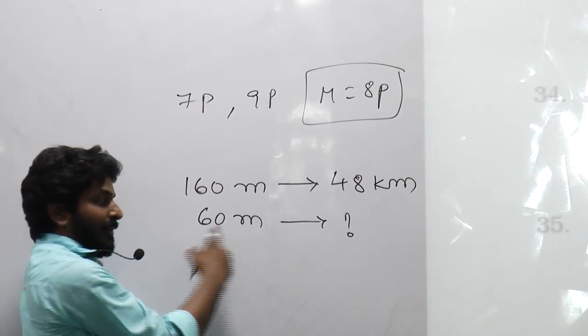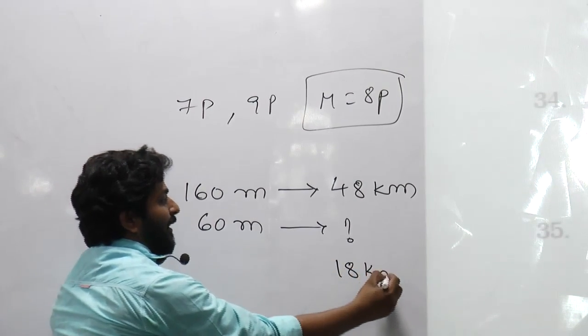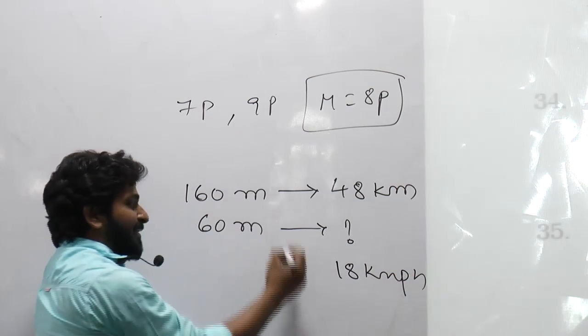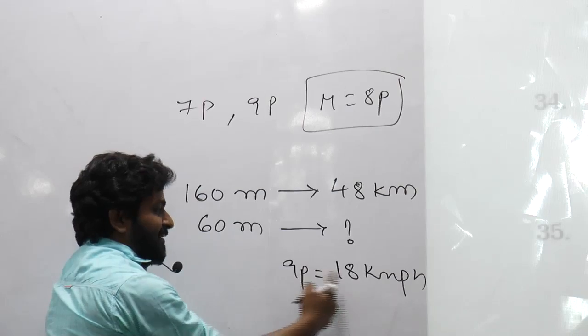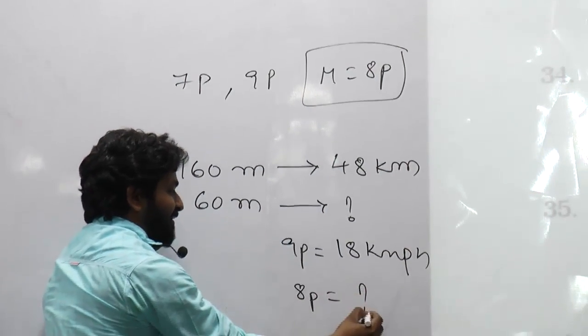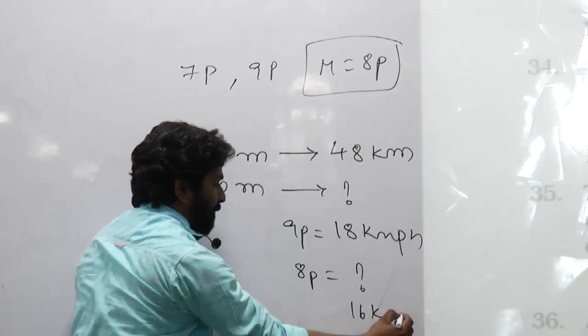18 kilometer per hour. This is downstream speed, which is 9 parts. 9 parts is equal to 18 kilometer per hour. Man speed is equal to 8 parts. 8 parts is equal to how much? 16 kilometer per hour.